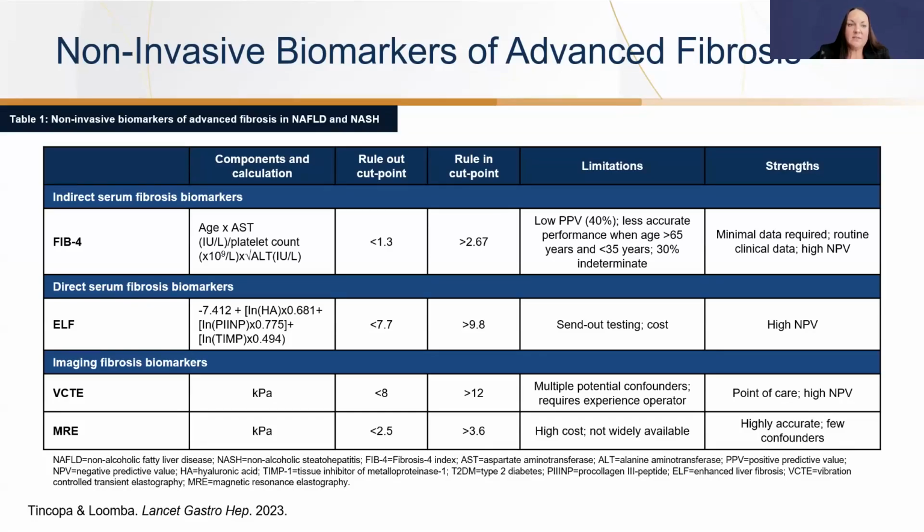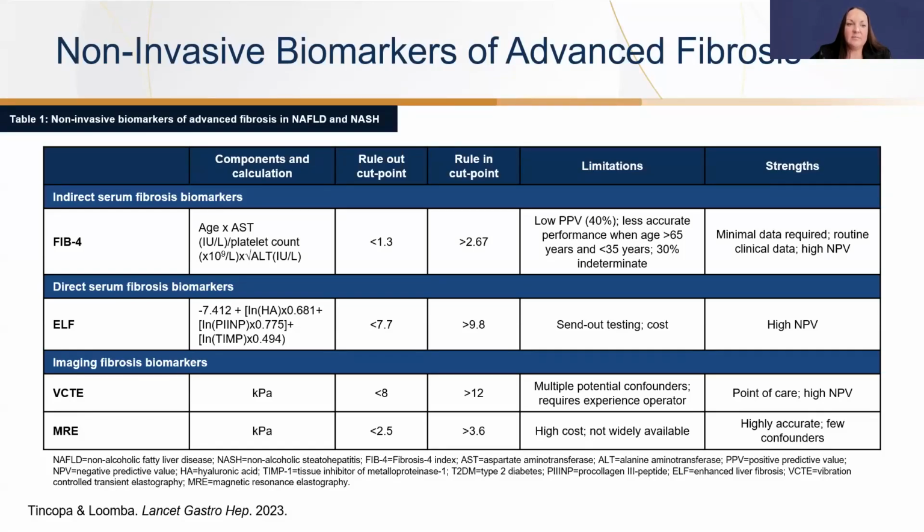So if you get a positive FIB4, certainly you would want to order or consider another non-invasive test to assess for liver fibrosis. It does have minimal data required. These are routine tests checked frequently with a lot of patients. And then there is a high negative predictive value. So if you have a negative FIB4, you can feel confident that the risk of fibrosis is actually low.